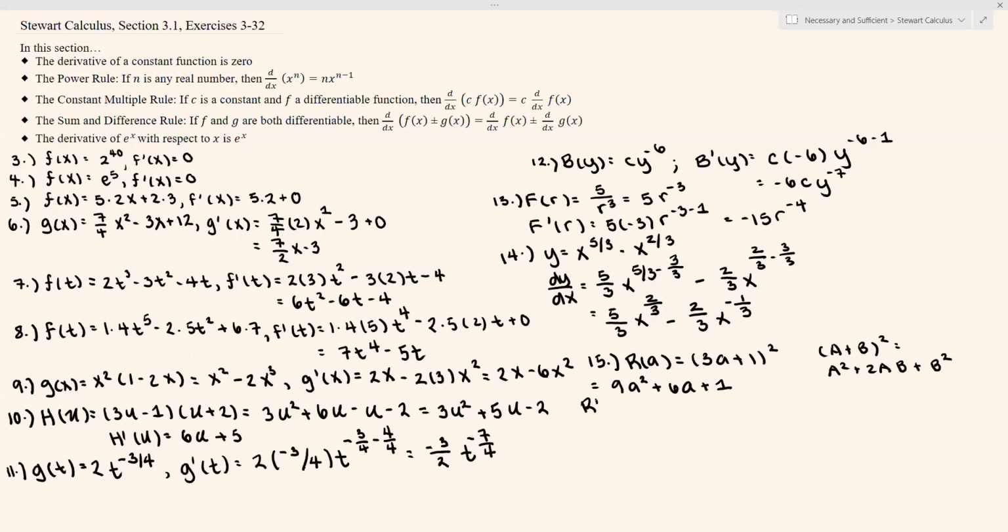So let's take the derivative now. R prime of a is equal to 9 times 2 is 18a plus 6. Let's try problem 16.